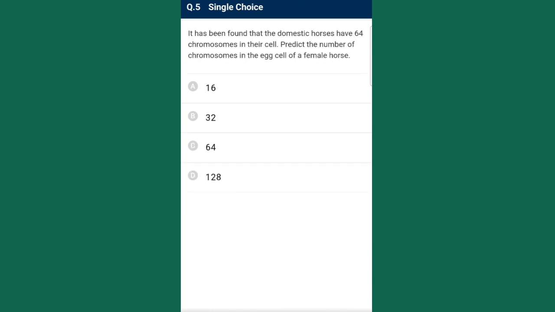Question number 5. It has been found that the domestic horses have 64 chromosomes in the cells. Predict the number of chromosomes in the egg cell of female horse. Egg cells are the type of gametes that participate in the process of sexual reproduction. These cells have half the chromosome content compared to other somatic cells. So the answer for this question is option B, 32 chromosomes.